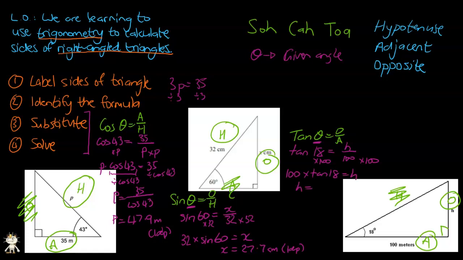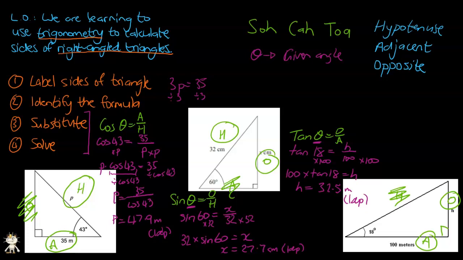I'm going to flip the H to the other side. H is going to be equal to, grab out your calculator and do it with me, 100 times tan 18. Hopefully you're getting 32.5, in this case meters. And again, state your rounding. I'm rounding to 1 dp over here.